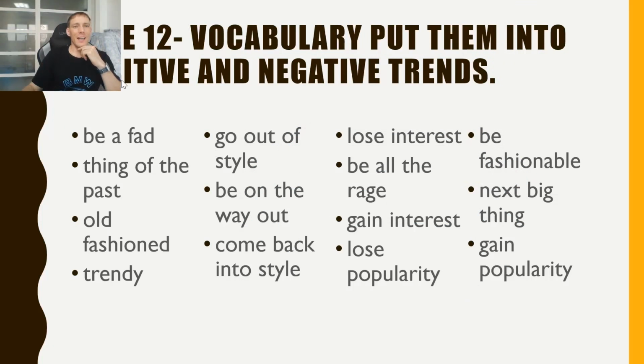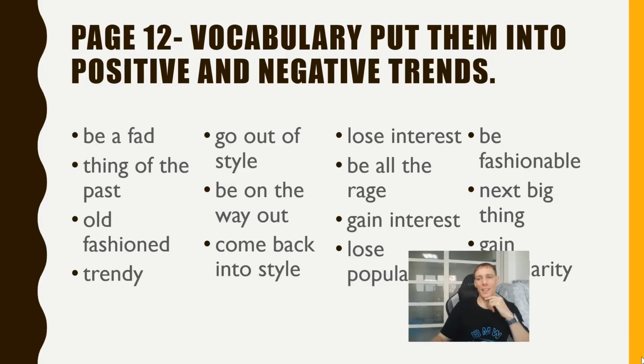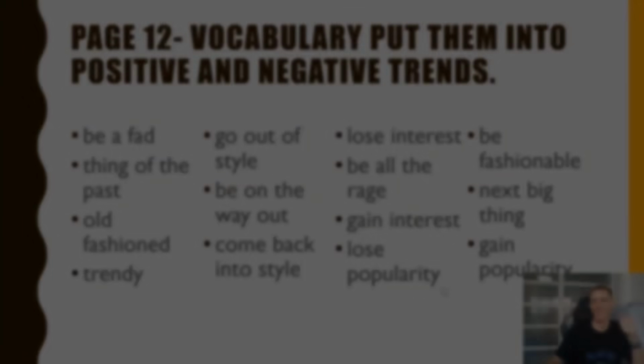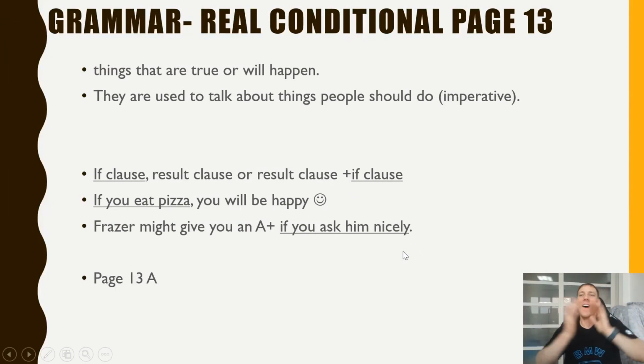So we've done that, and we're on to the next one. So I can move back over here. Alright, and the next part, it's talking about the real conditional. So real conditionals, things that are happening that are true. It means real, it does happen. So things that are true or will happen are the real conditional.